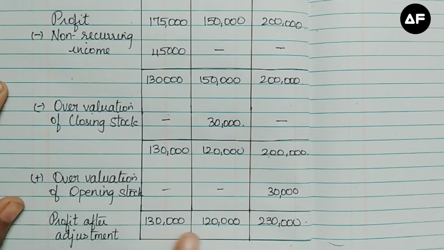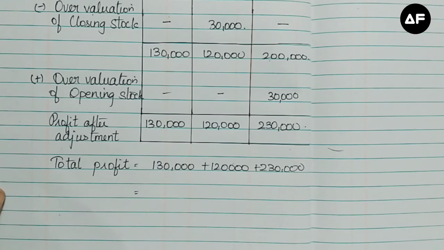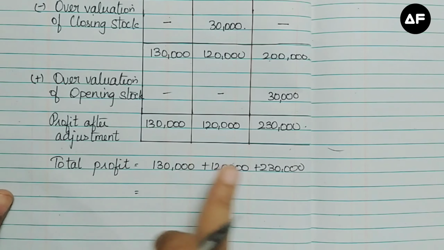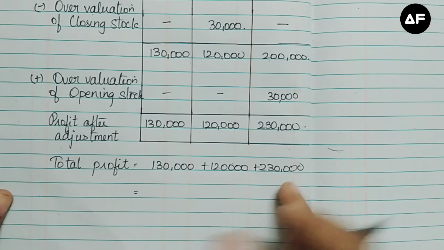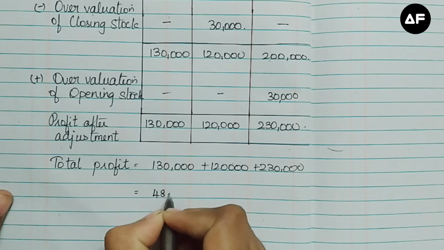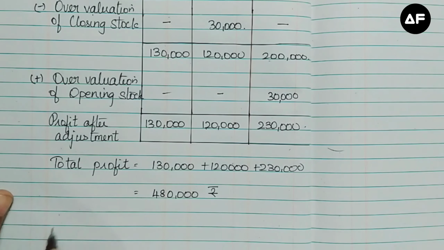Now these are the profits after the adjustments are over. Now let's calculate the total profit. So the total profit is going to be the addition of 2016's profit, 17's profit and 18's profit which we got from the above table. So that gives a total of 4,80,000. So 4,80,000 rupees is our total profit.